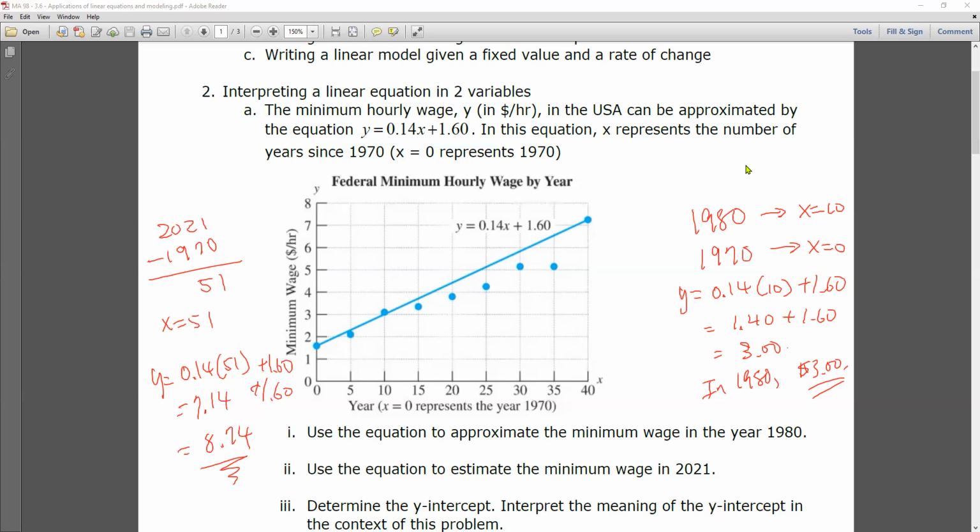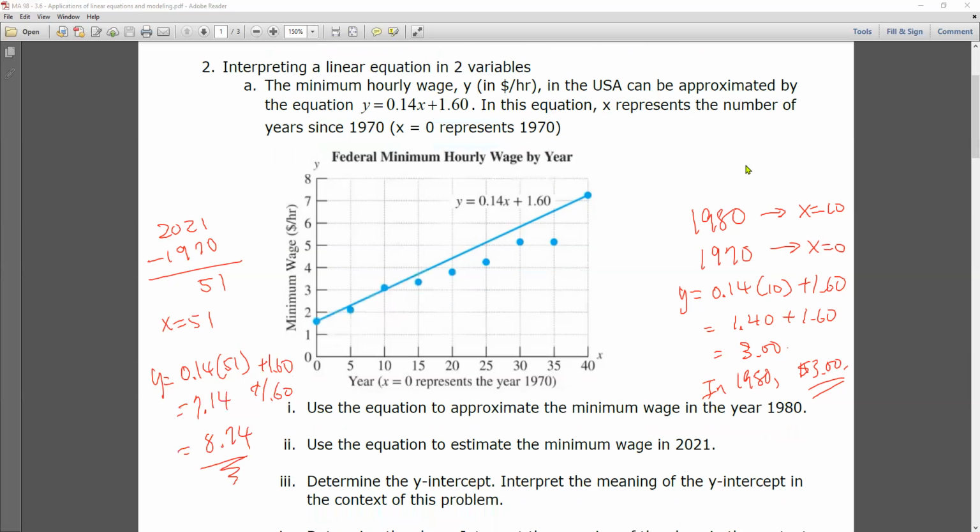All right, now let's look at part 3. Determine the y-intercept. Interpret the meaning of the y-intercept in the context of this problem. Remember, when we talk about the y-intercept, that means x value equal to 0. If you notice, this equation is y equals mx plus b, so you can tell what the y-intercept is by simply looking at the b. In this case, we have (0, 1.60).